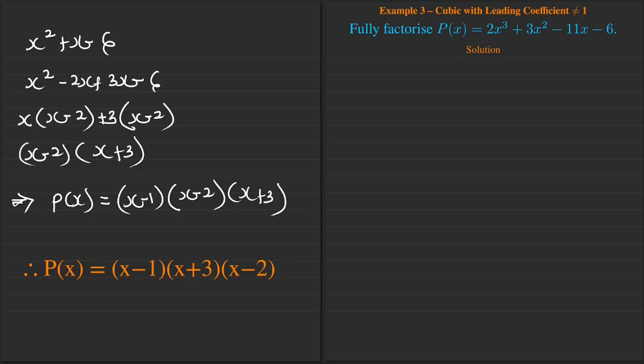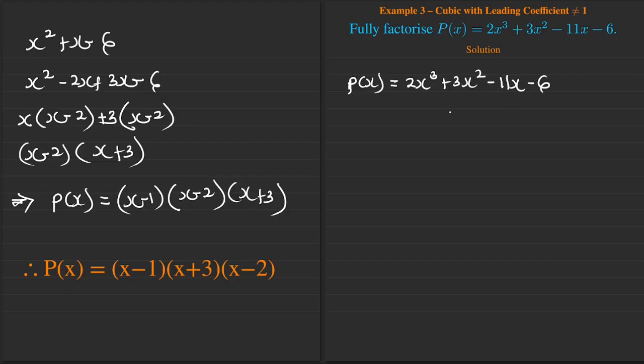So for this question number 3, how do we go about it? It says we should fully factorize p of x equals 2x cubed plus 3x squared minus 11x minus 6. And take note, the coefficient of x cubed here is 2, and our constant term is negative 6. So how do we go about it? We have our p of x, which is equal to 2x cubed plus 3x squared minus 11x minus 6. This is what we have.